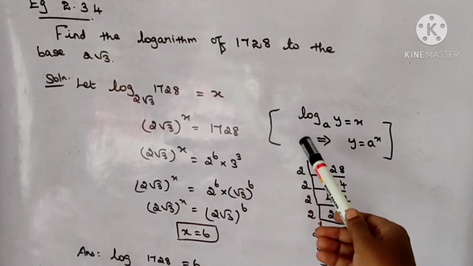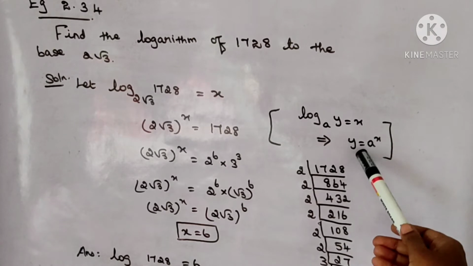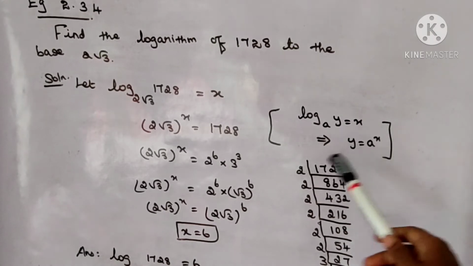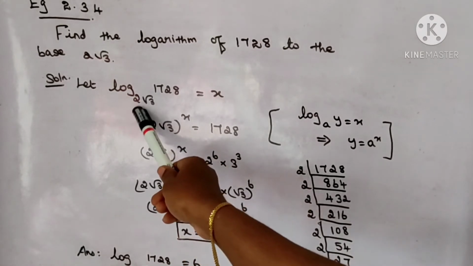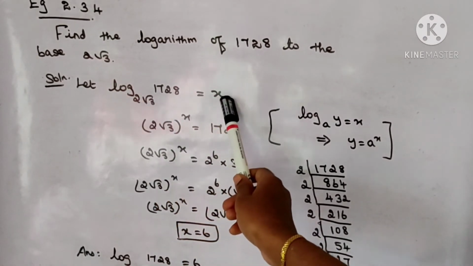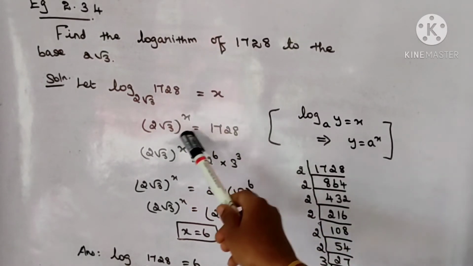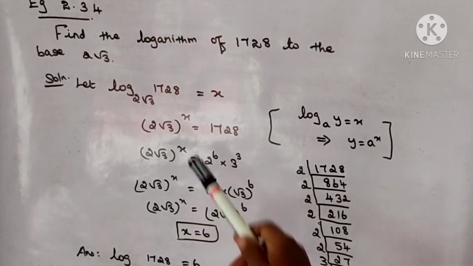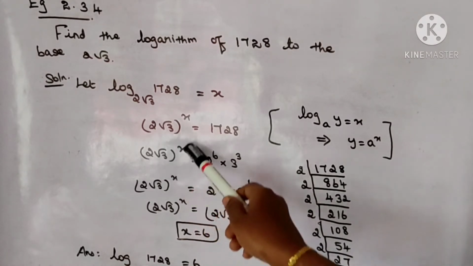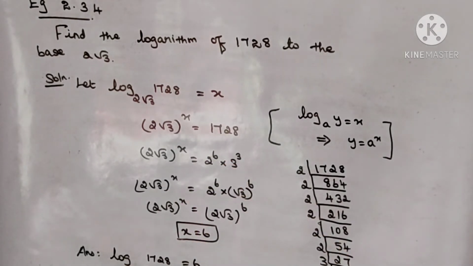Now we use this result: log y to the base a is equal to x, then y is a power x. So we apply this result. The base is 2 root 3, so 2 root 3 the whole power x is equal to 1728. We write the right side value into this form, 2 root 3 the whole power x.